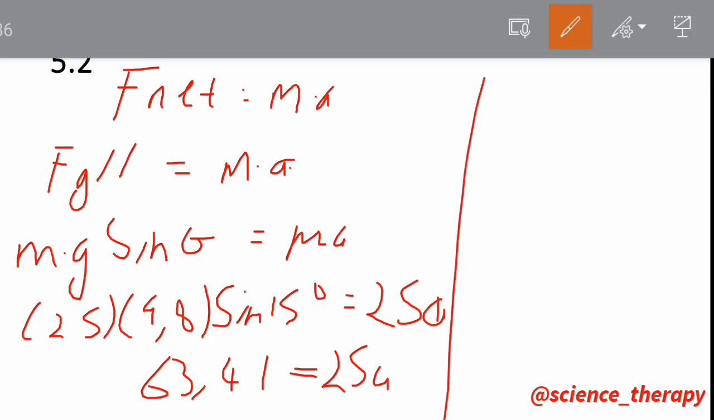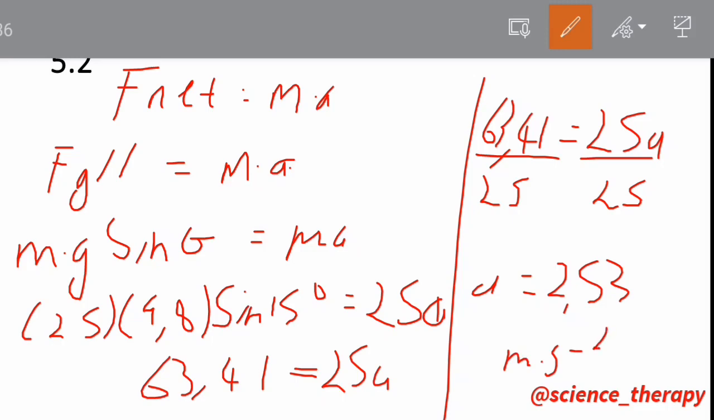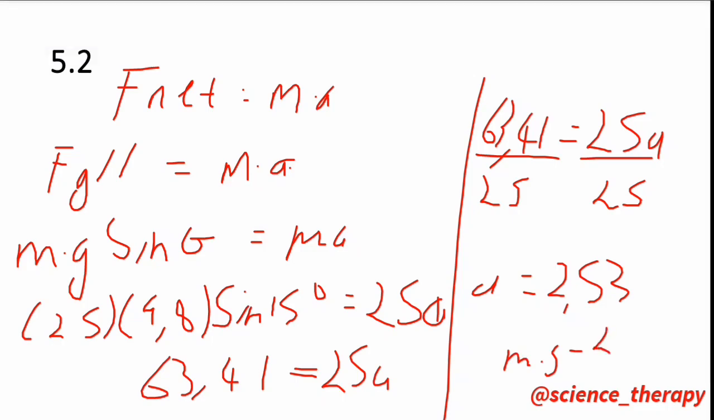Then we know at this point we say 63.41 is equals to 25A. Then we can divide both sides by 25. Now we have 63.41 divided by 25. Our acceleration will be 2.53 meters per second square, right? So we have it like that. Awesome.